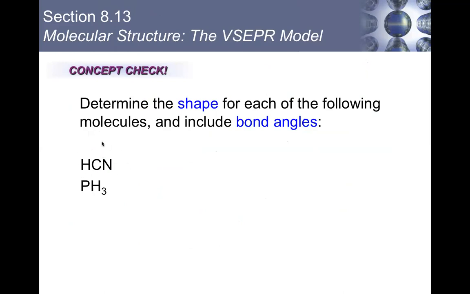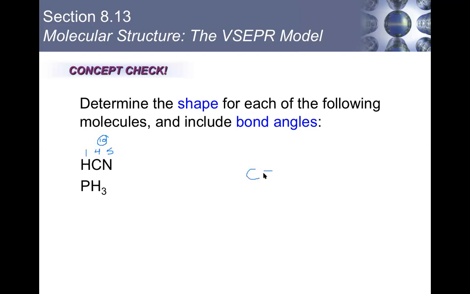HCN, what's the total electrons here? C is? 4. N? 5, H? 1. I want to make sure you're always doing this. I saw a lot of people weren't doing it on the homework. You have to count those electrons so you know how many to put. You can't just guess how to make this. Guessing doesn't work. You need to make sure that you have a total of 8 electrons.